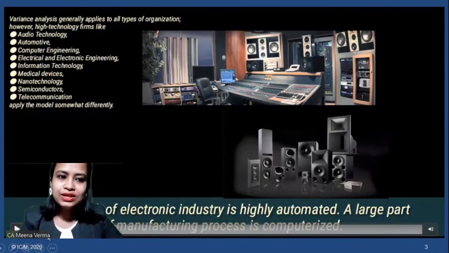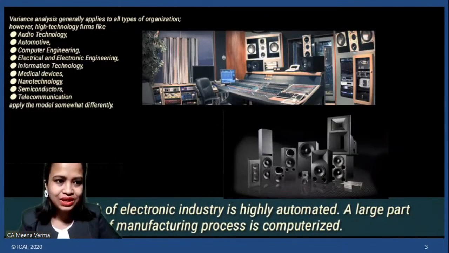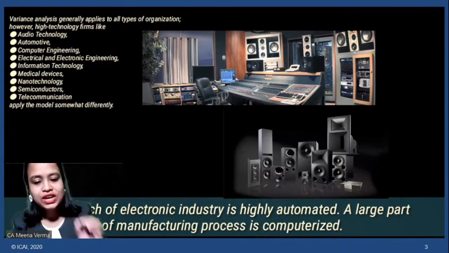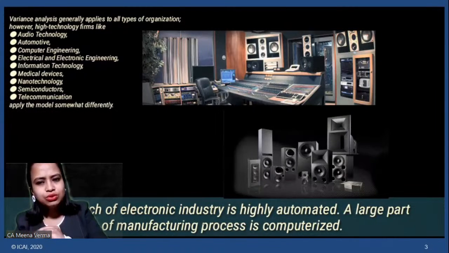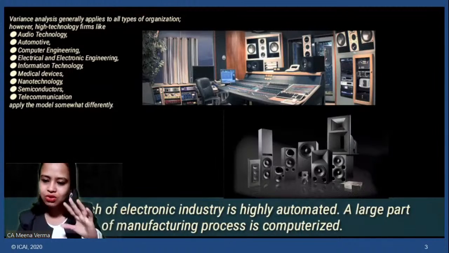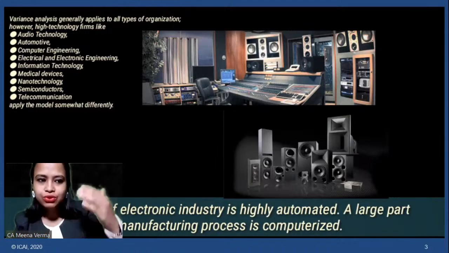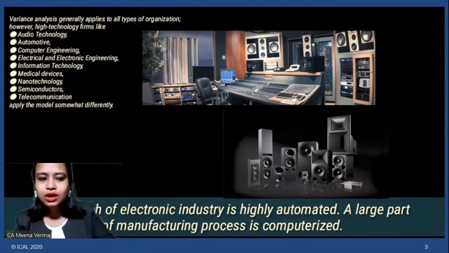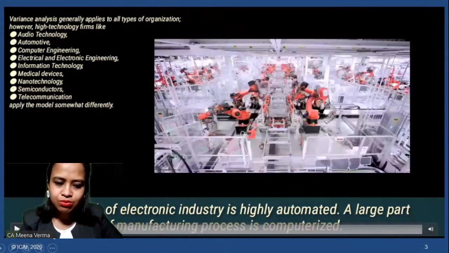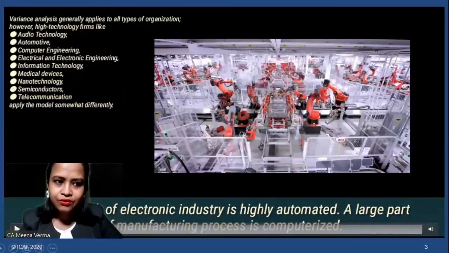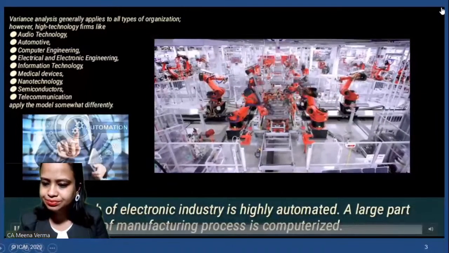Variance analysis generally applies to all organizations where you produce goods. But we have some organizations which are highly technological, a firm in which you use advanced technology, no matter the kind of firm you have. If you are doing business related to these, you will use high technology. And work is not done with the help of labor.